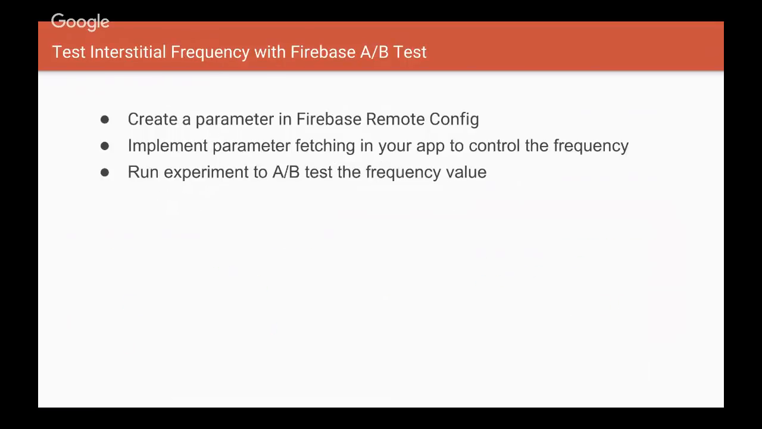So if you want to test the interstitial frequency with Firebase testing, you need to do 3 steps. The first one is to create a parameter in Firebase Remote Config. The second thing is to implement the parameter fetching in your app to get the value from Firebase Remote Config. And the last thing, you can run a Firebase experiment to test the frequency value.